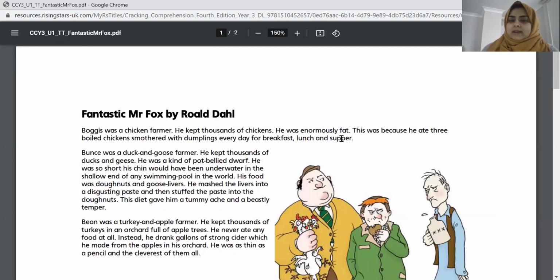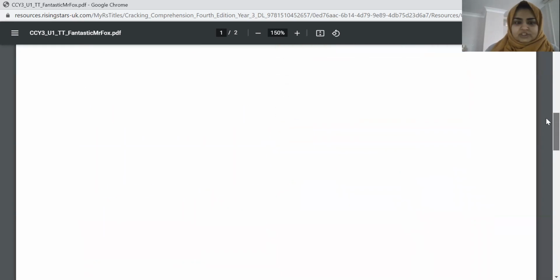Yeah. The reason you know that is the answer is because if you look at the sentence before the full stop, it says he was enormously fat, and then it goes on to explain why by saying the word because. So you know this sentence where it says because he ate 3 boiled chickens is related to the previous sentence. It's an explanation for the previous sentence to tell you why he was so fat. Yeah. Now, question number 2.